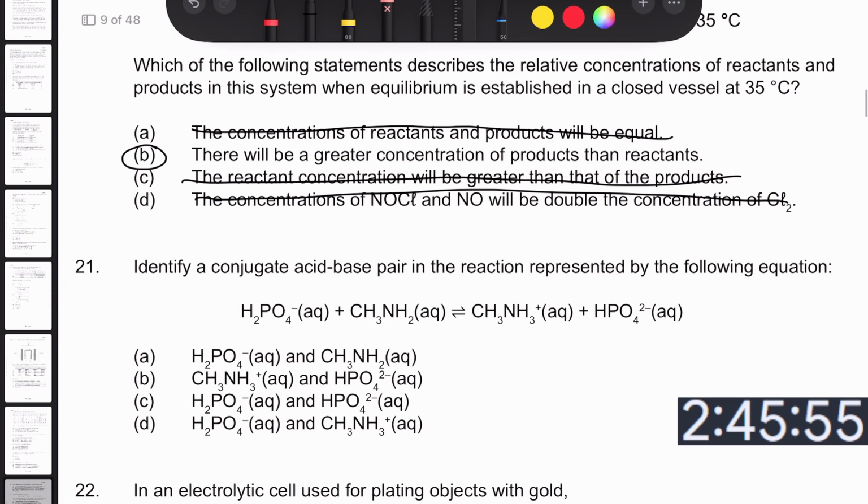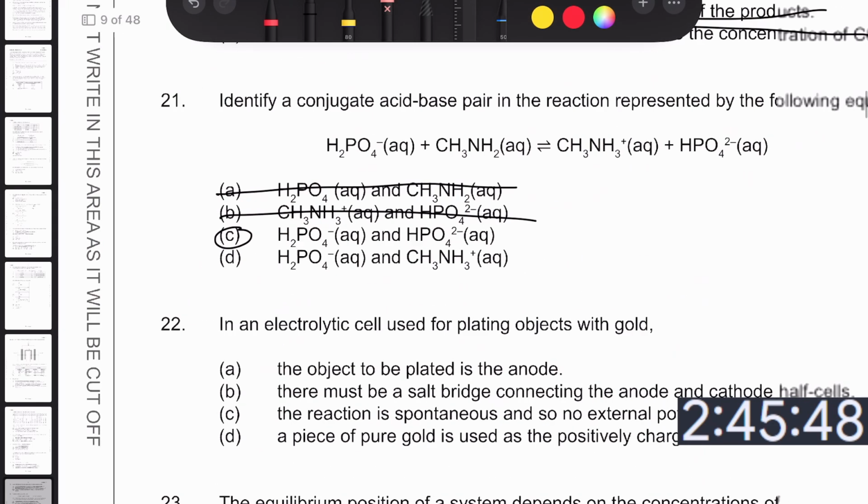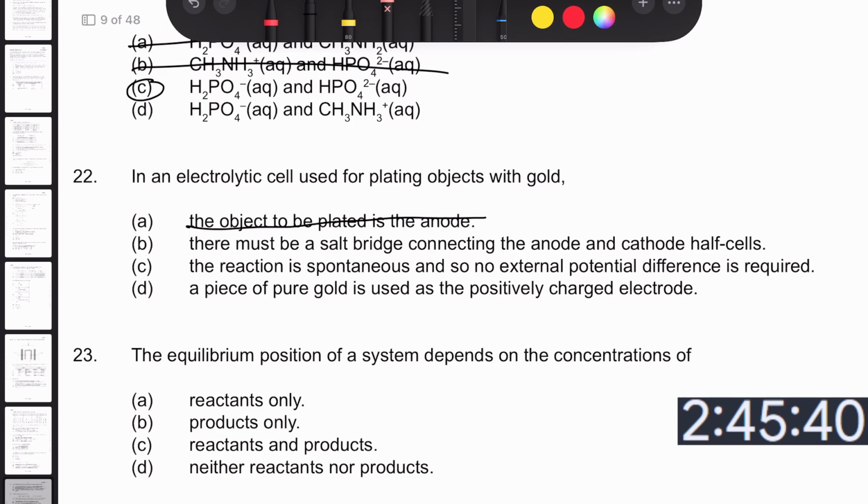Identify the conjugate acid-base pair. So they need to differ by only 1 hydrogen. So it's going to be this guy. In any electrolytic cell used for plating objects with gold, the object to be plated is the cathode. There must be a salt bridge connecting anode and cathode. Nope, because that's in galvanic. The reaction is spontaneous, that is not true.